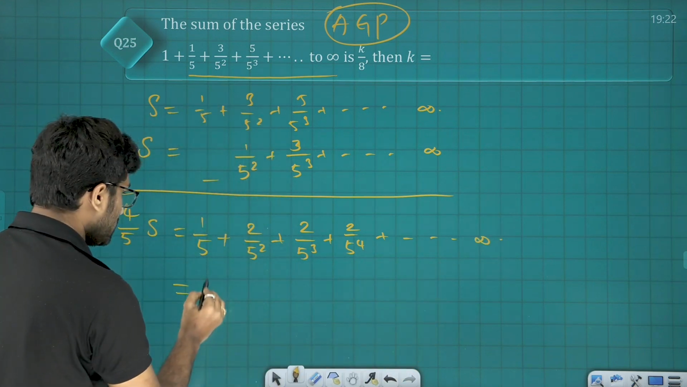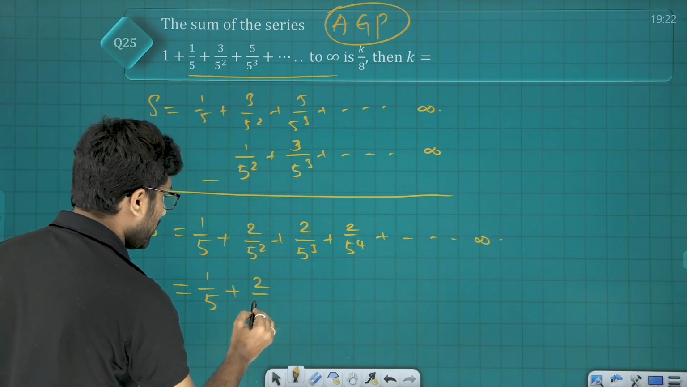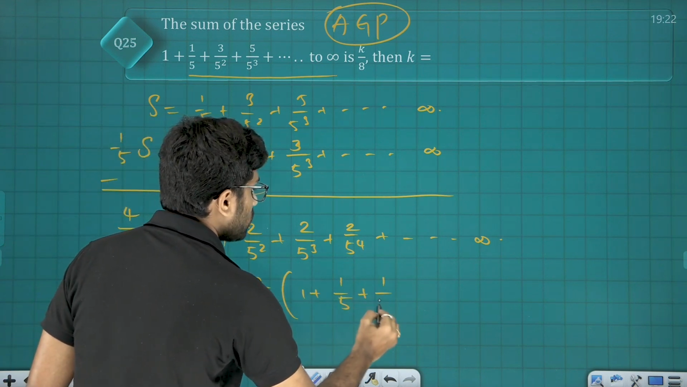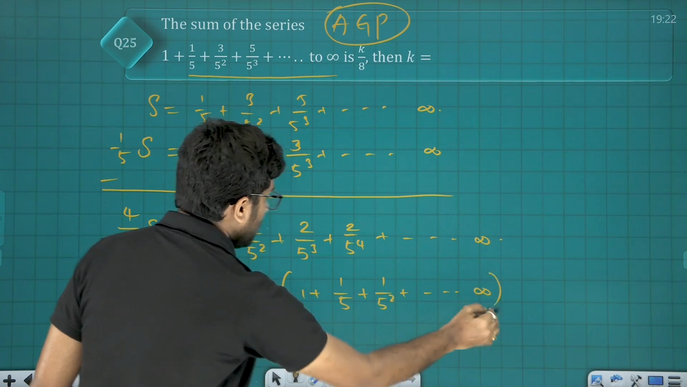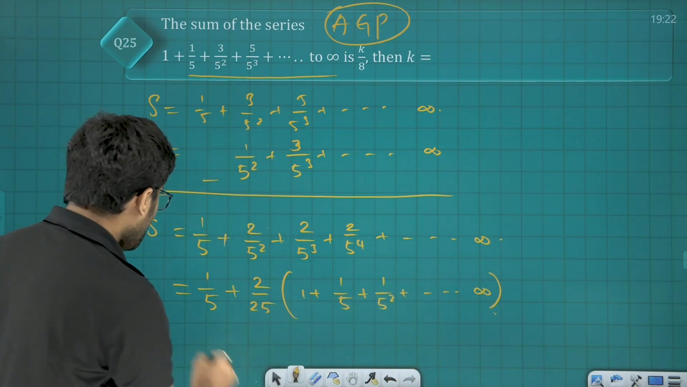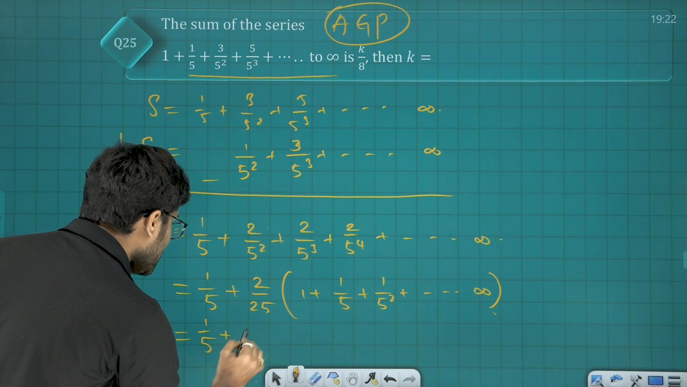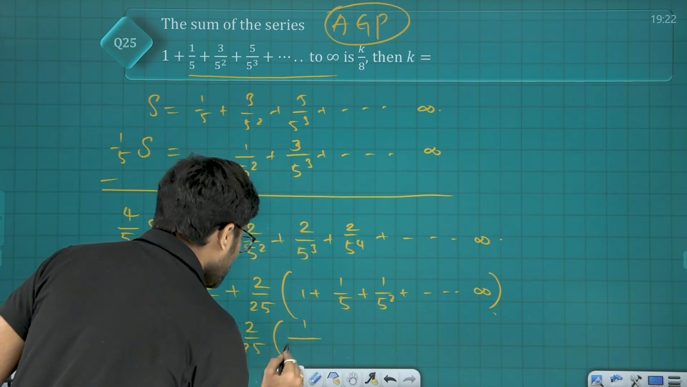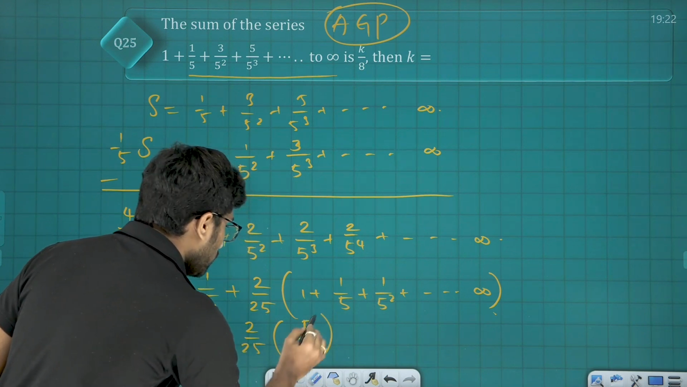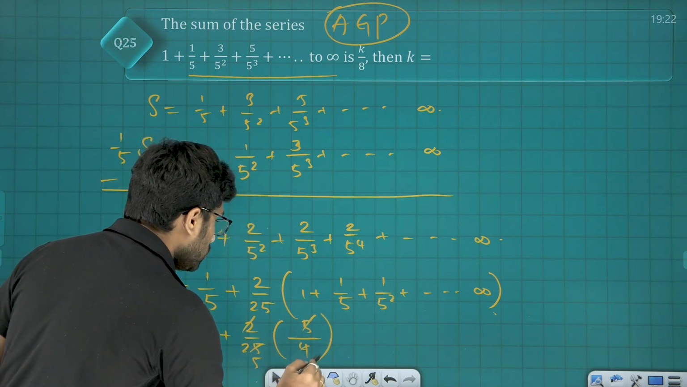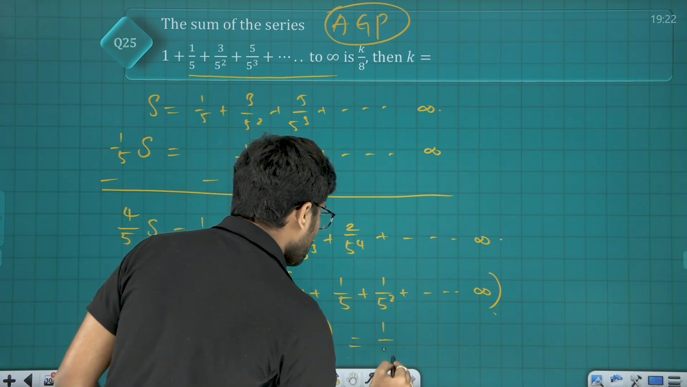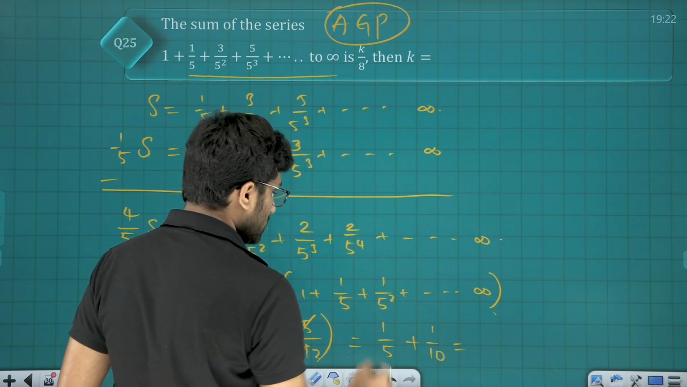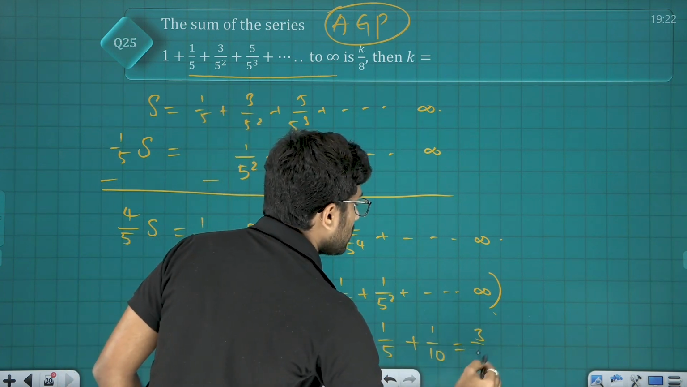So clearly, friends, 1 by 5 plus, you can take 2 by 5 square common, then you get 1 plus 1 by 5 plus 1 by 5 square and so on up to infinity. This is infinite GP. Infinite GP is a by 1 minus r. So 2 by 25 into 1 by 1 minus 1 by 5. 1 minus 1 by 5 is 4 by 5. So cancelling, this is equal to 1 by 5 plus 1 by 10. 1 by 5 plus 1 by 10 is 2 by 10 plus 1 by 10, so this is equal to 3 by 10.